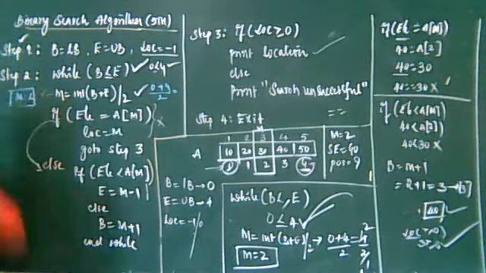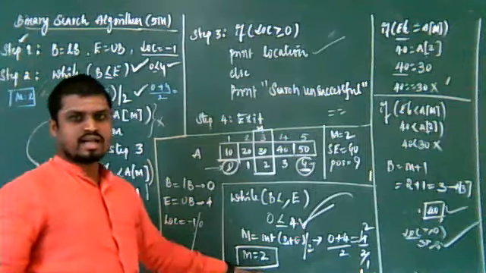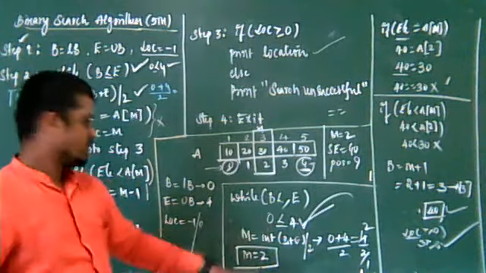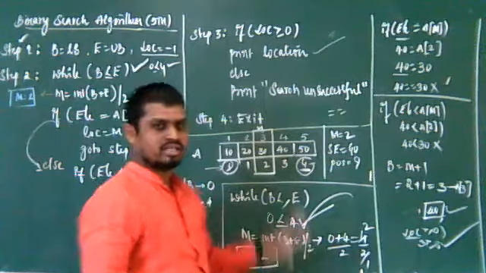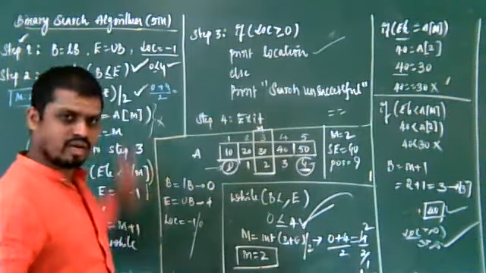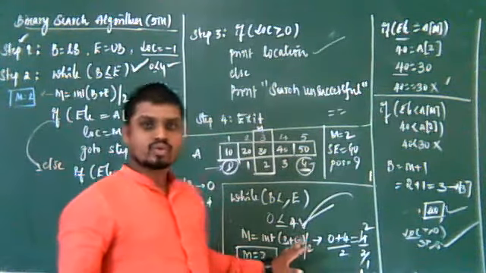Here we have written m equals 2. I have already written it here. By applying this logic, we have got this. The same thing I am writing here only. Same thing. Okay? You should not get confused.